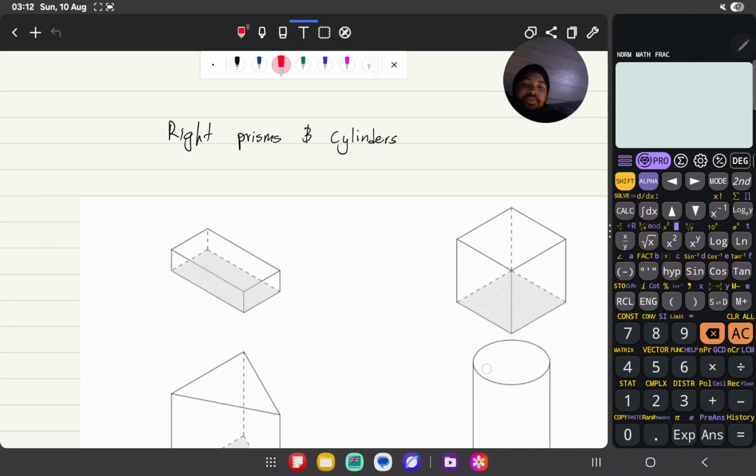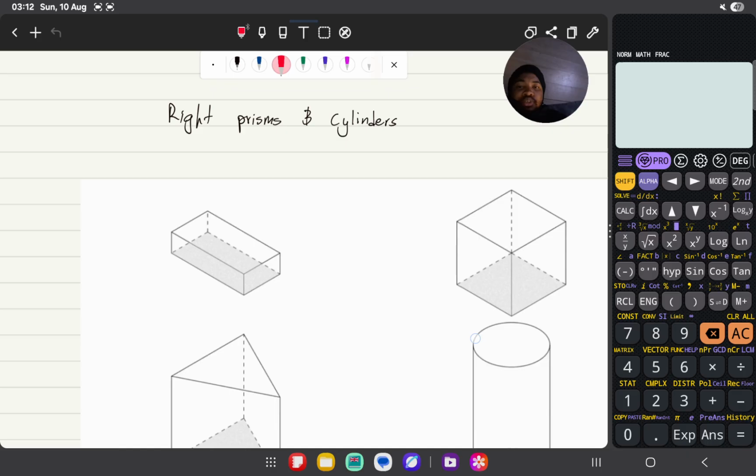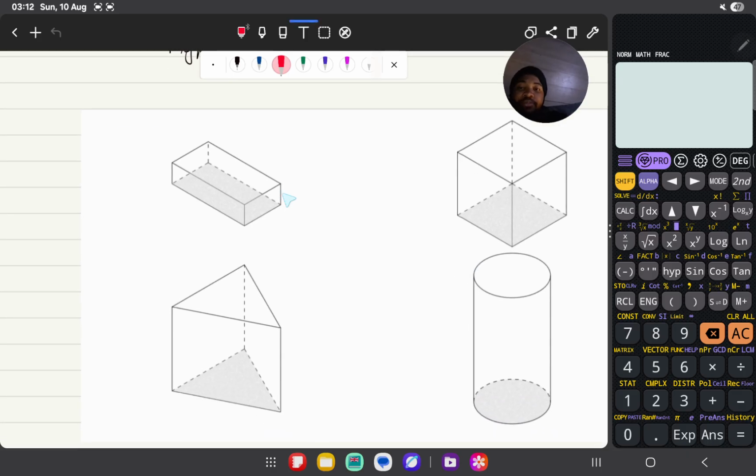Okay, guys, so for this video we will be talking about right prisms and cylinders. In terms of the shapes, you have your rectangular prism, you have your spherical prism. I'm joking, that is a cube. Yeah, so you have your rectangular prism. This is a cube where all sides are equal, literally all sides are equal. And then you have your triangular prism, right? And you have your cylinder here.